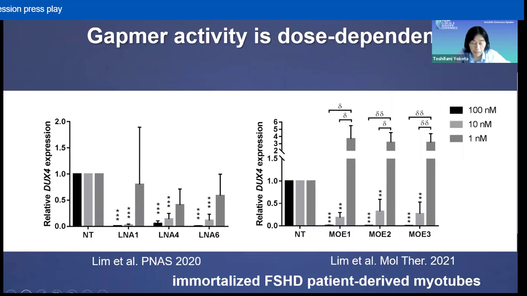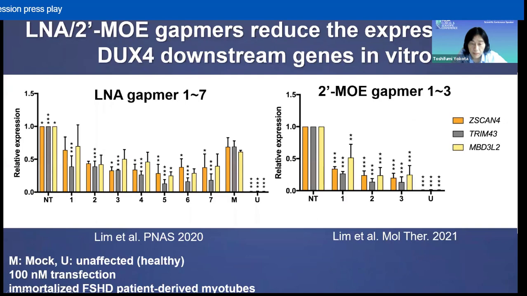And so this is dose dependence. We tried 3 different doses, and it can induce significant knockdown at 10 nanomolar. So this is very exciting. And we also looked at downstream genes. There are several downstream genes known for DUX4, and basically almost all our antisense oligos also significantly reduce the downstream genes. So this is very exciting as well.